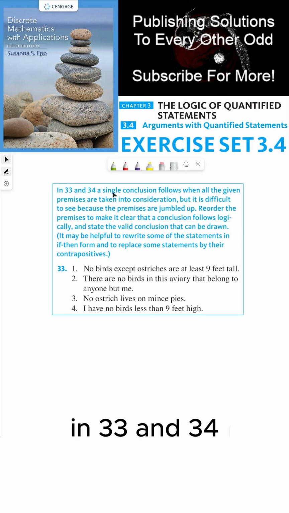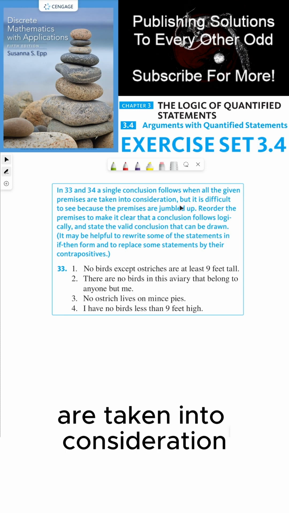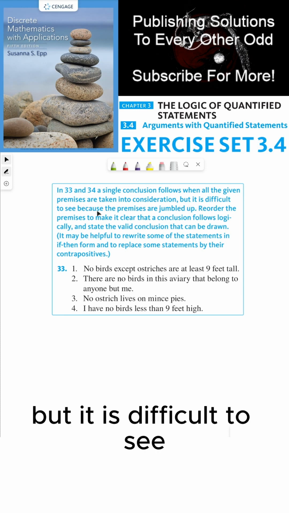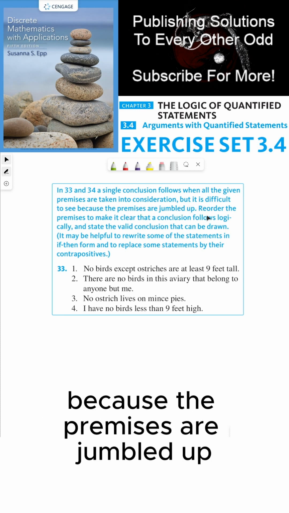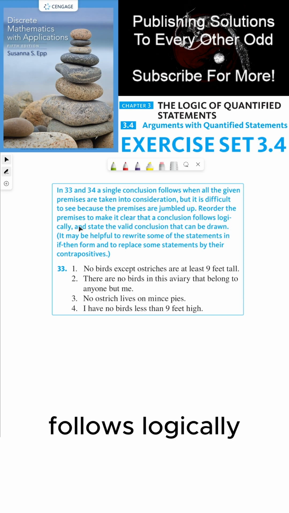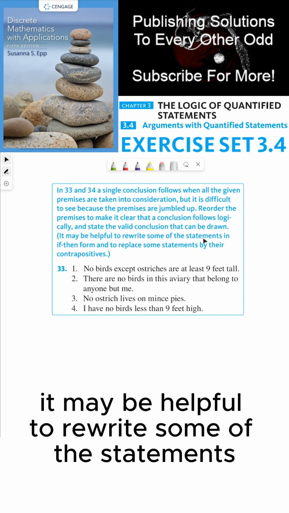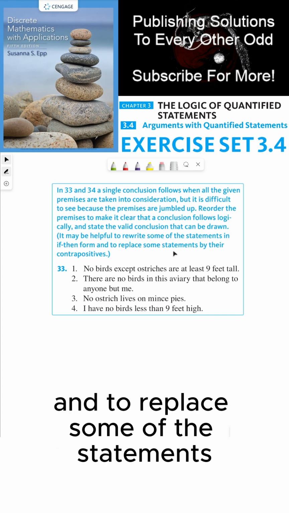In 33 and 34, a single conclusion follows when all the given premises are taken into consideration, but it is difficult to see because the premises are jumbled up. Reorder the premises to make it clear that a conclusion follows logically, and state the valid conclusion that can be drawn. It may be helpful to rewrite some of the statements in if-then form and to replace some of the statements by their contrapositives.